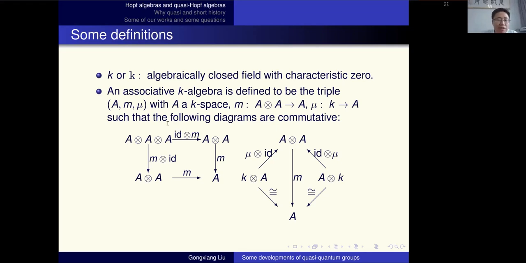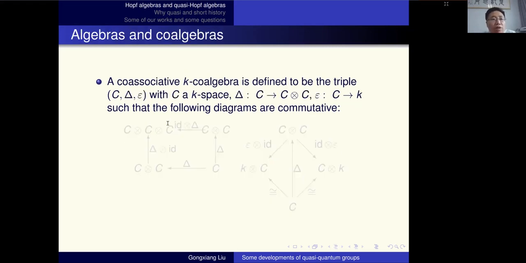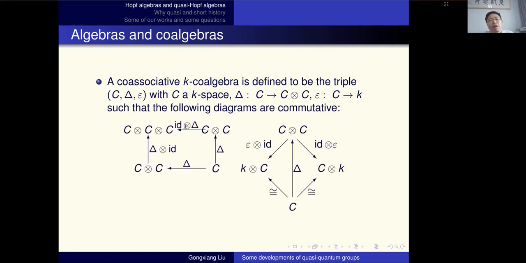In such a way, it is easy to get a dual concept. The dual concept is called a co-associative co-algebra. It's defined to be a triple. Just reverse all the directions in the diagrams, and you can get the concept of co-algebra. So at first, C is just a linear space, and delta, you see the direction is inverse, from C to C tensor C, and epsilon from C to K, such that the following diagrams commute.